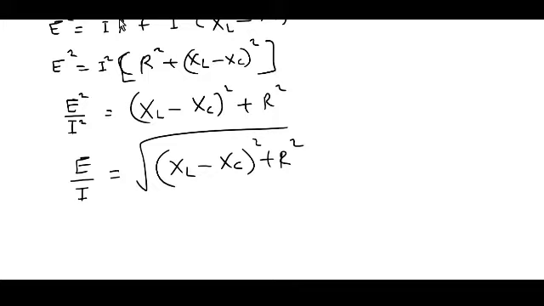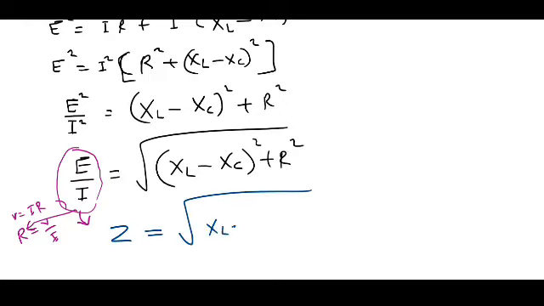This E by I is nothing but the impedance, because V is equal to I into R and R is equal to V by I. That is E by I, this quantity is nothing but the total resistance offered by the circuit, which we call an impedance. That is, E by I is nothing but the total impedance, equal to root of (XL minus XC) all square plus R square.